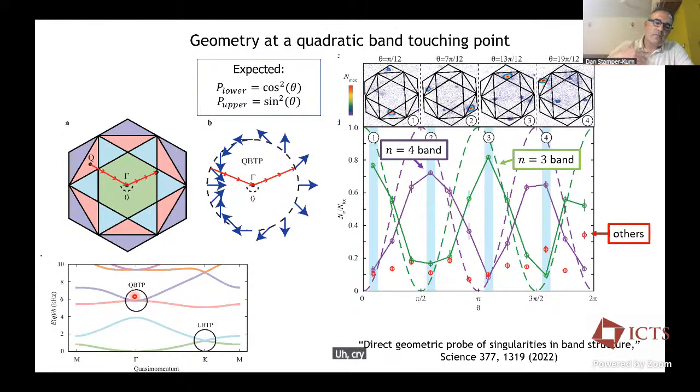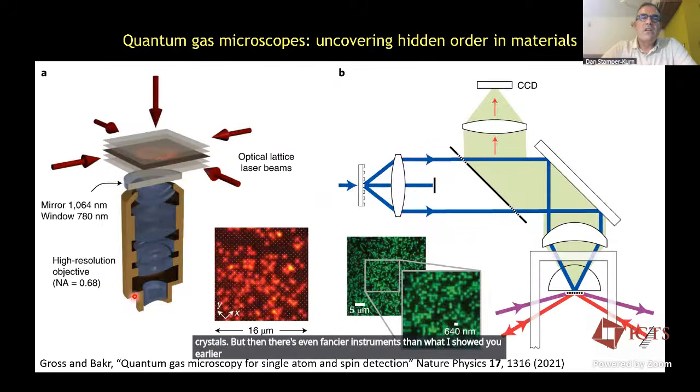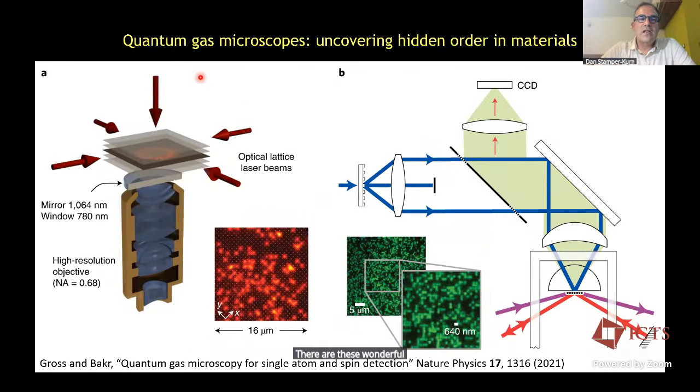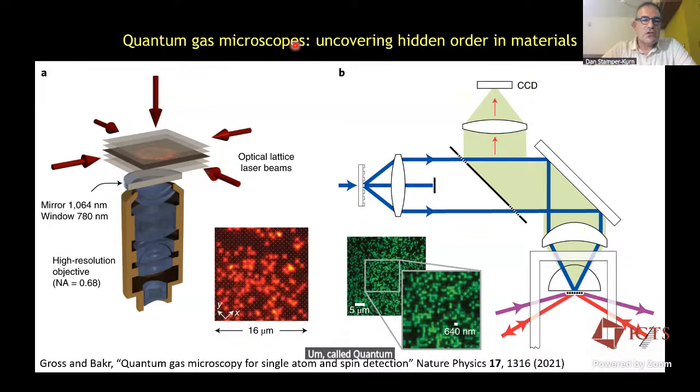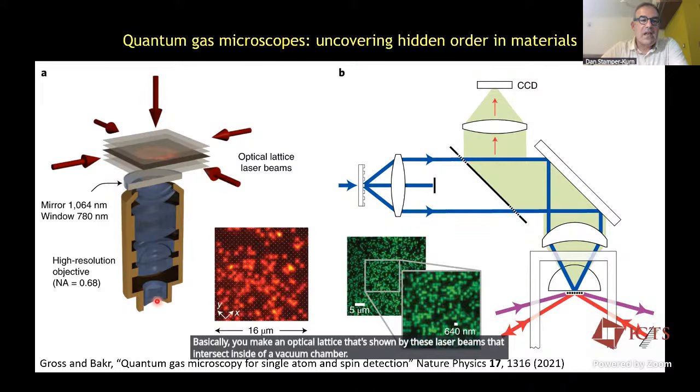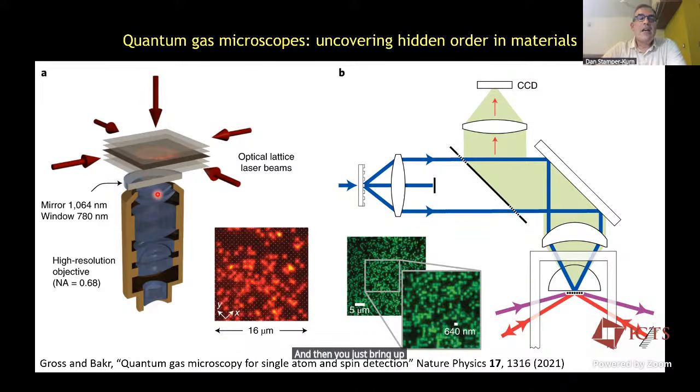But then there's even fancier instruments than what I showed you earlier. There are these wonderful instruments that have been around since the late 2000s called quantum gas microscopes. These are really cool things. So basically, you make an optical lattice that's shown by these laser beams that intersect inside of a vacuum chamber. And then you just bring up a very high numerical aperture lens to look down at that optical lattice.